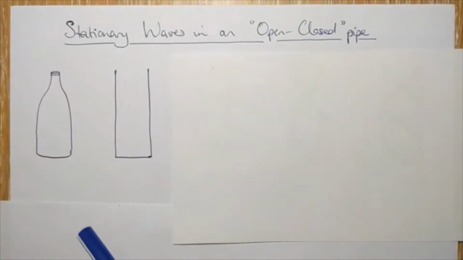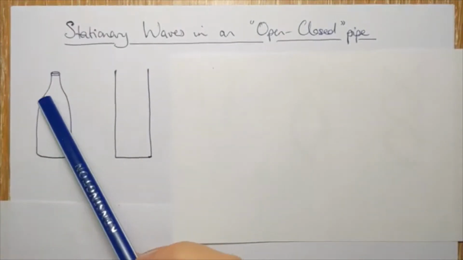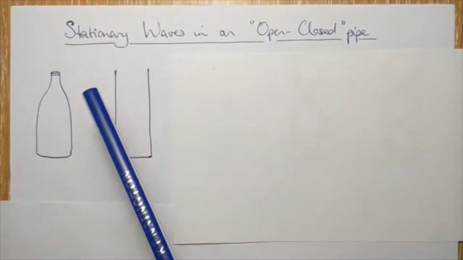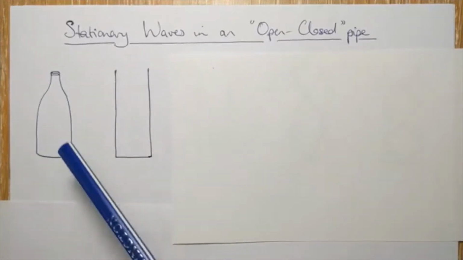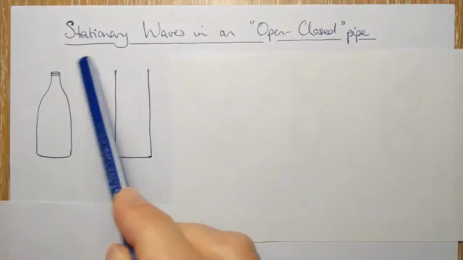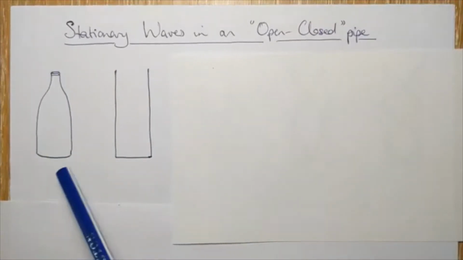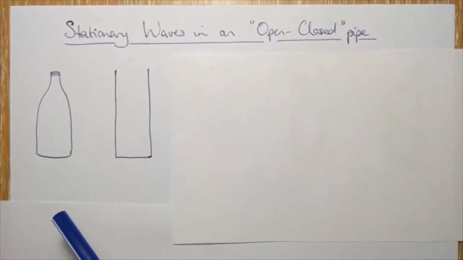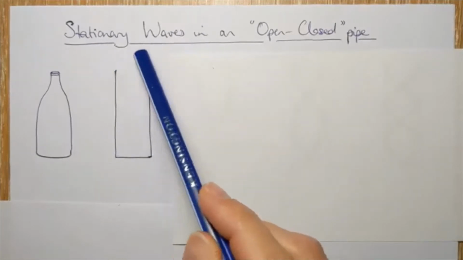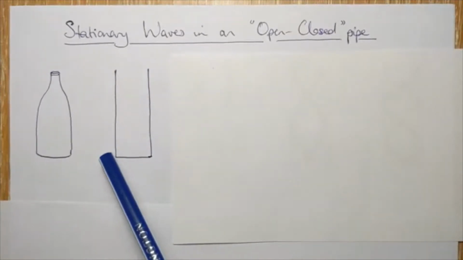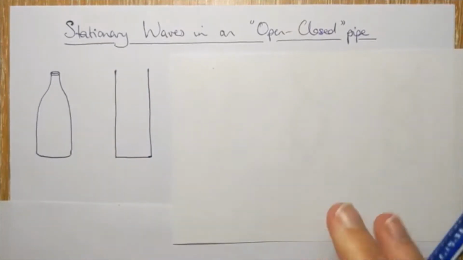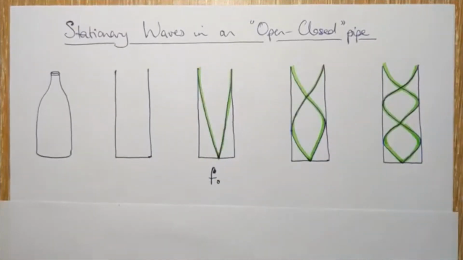And as anyone who's ever blown across the top of a bottle to play a note knows, you can also form a stationary sound wave in a pipe that is open at one end and closed at the other. Now again, the open end needs to have an antinode there, but the closed end needs to have a node. So these are the first three patterns that you get.